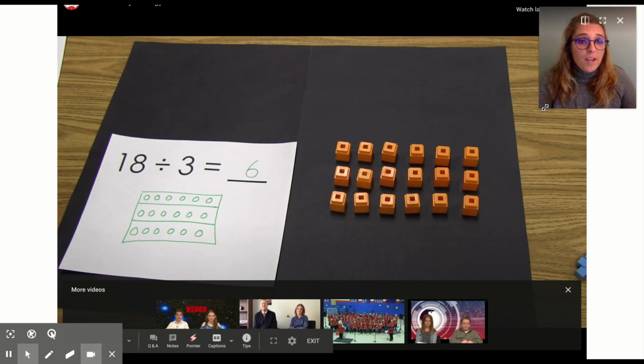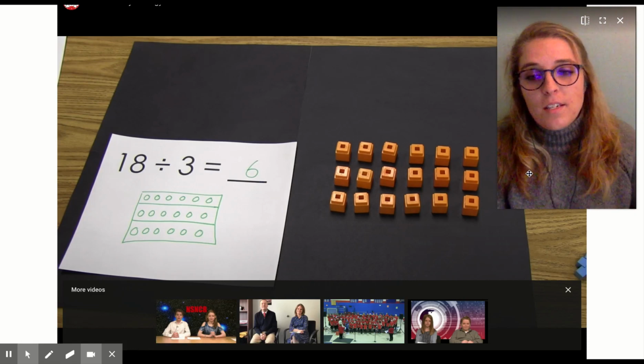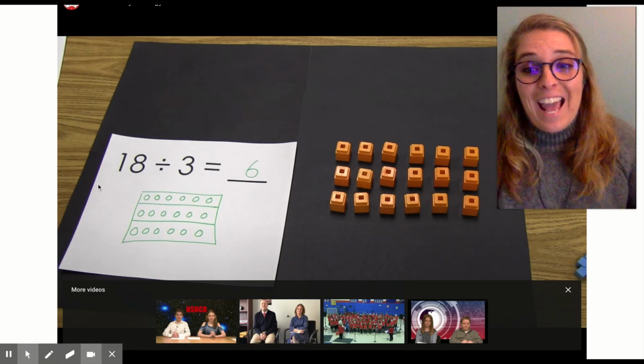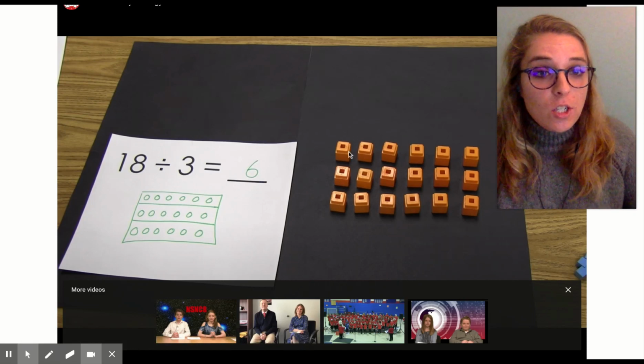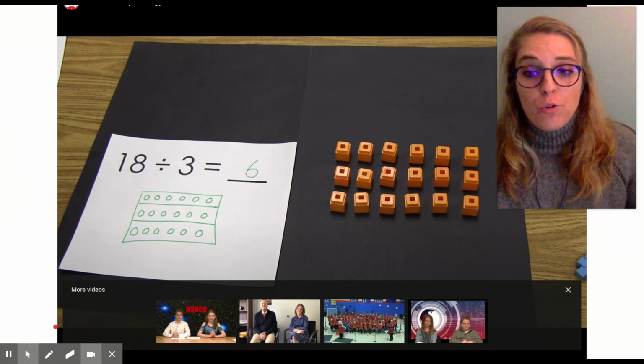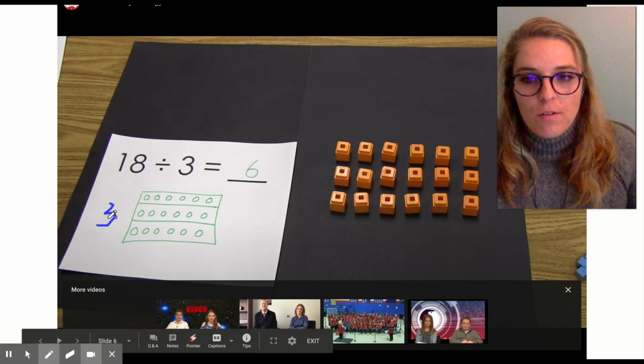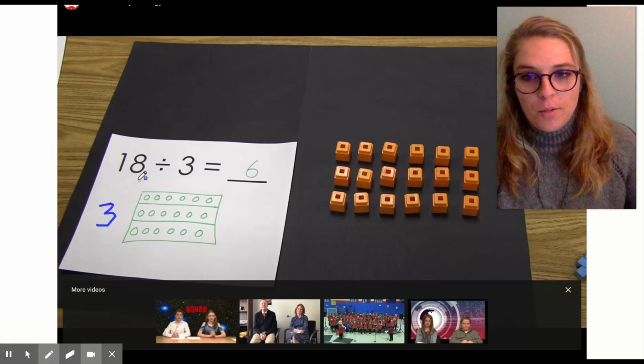I'm going to pause it right there because I want to make this a little bit more spicy. So she currently has the division equation, right? She has 18 things. She used 18 cubes in this case. She was splitting them into 3 groups. That's why she has 3 rows. I'm going to go ahead and label that on her array. So she has 3 rows here.